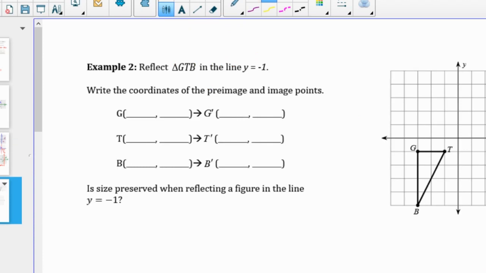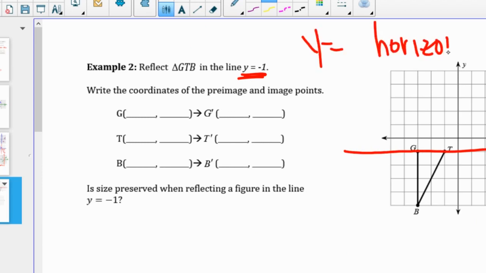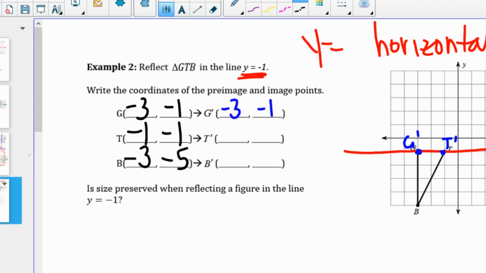We also can reflect across horizontal lines. So notice y equals -1. Anytime we have y equals, that's a horizontal line through that number. So in this case, a horizontal line through -1. Now what we notice with this one is that our original points, G was at (-3, -1). T was at (-1, -1). B was at (-3, -5). This time, G and T were both on our line of reflection. So G prime and T prime are actually in the exact same locations as our original because they are on the line of reflection. They did not move.